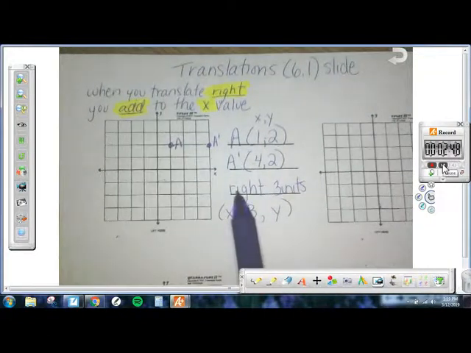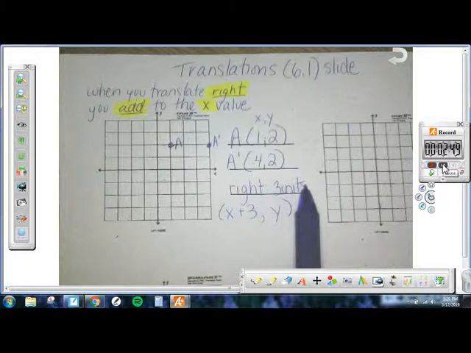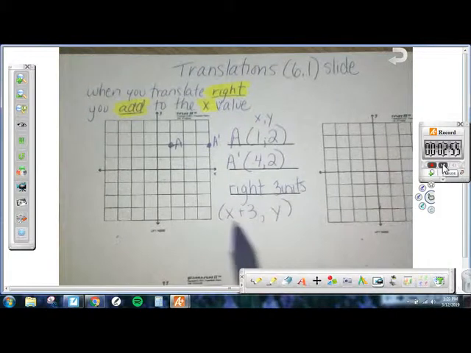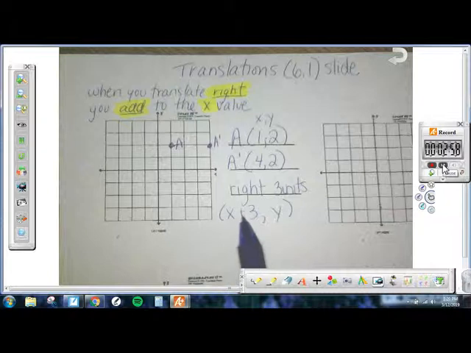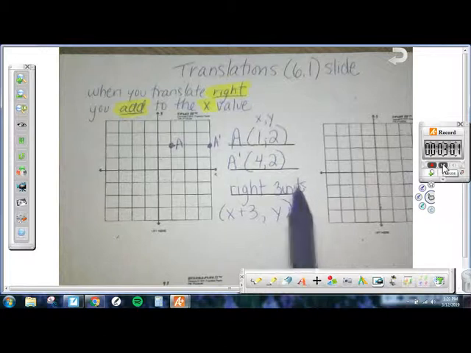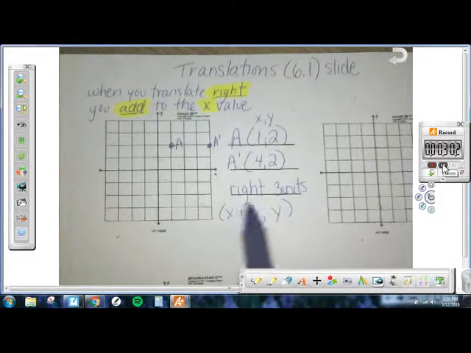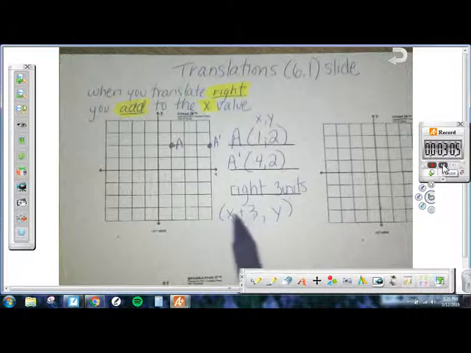Now we are going to translate up. So when you translate up, and up is the key word there, you are going to add to the y value. Alright, so when you translate up, you are going to add to the y value.